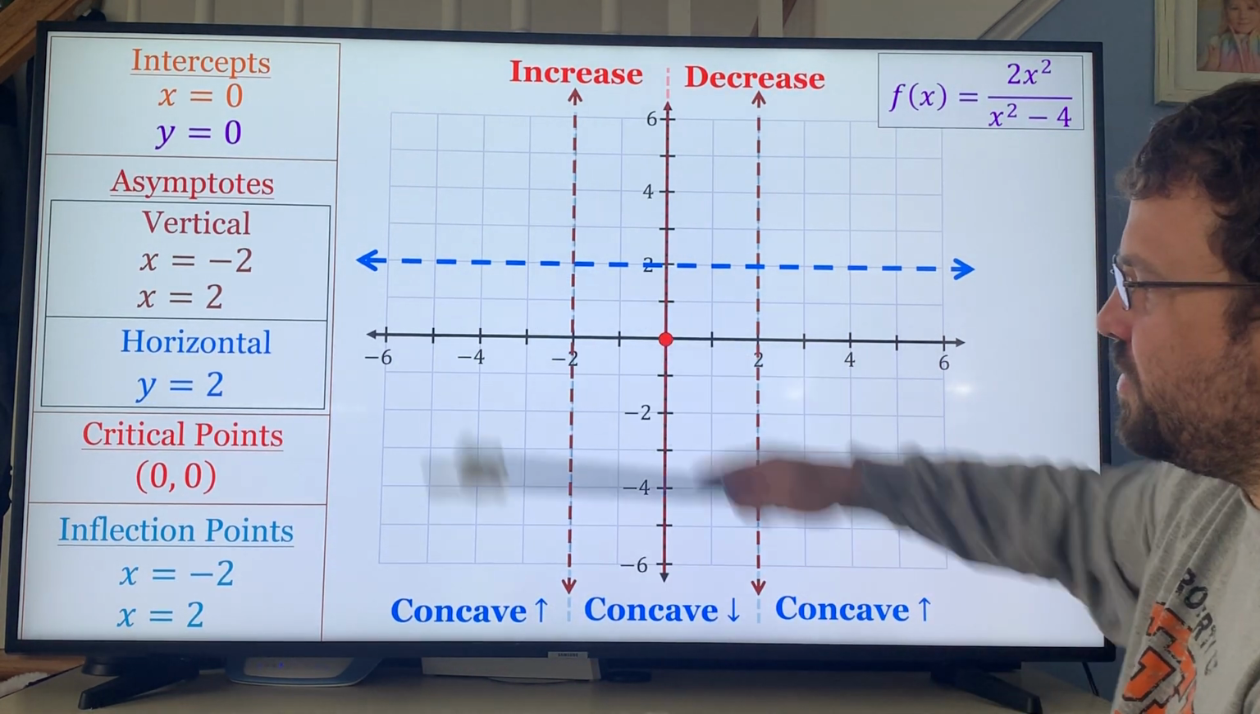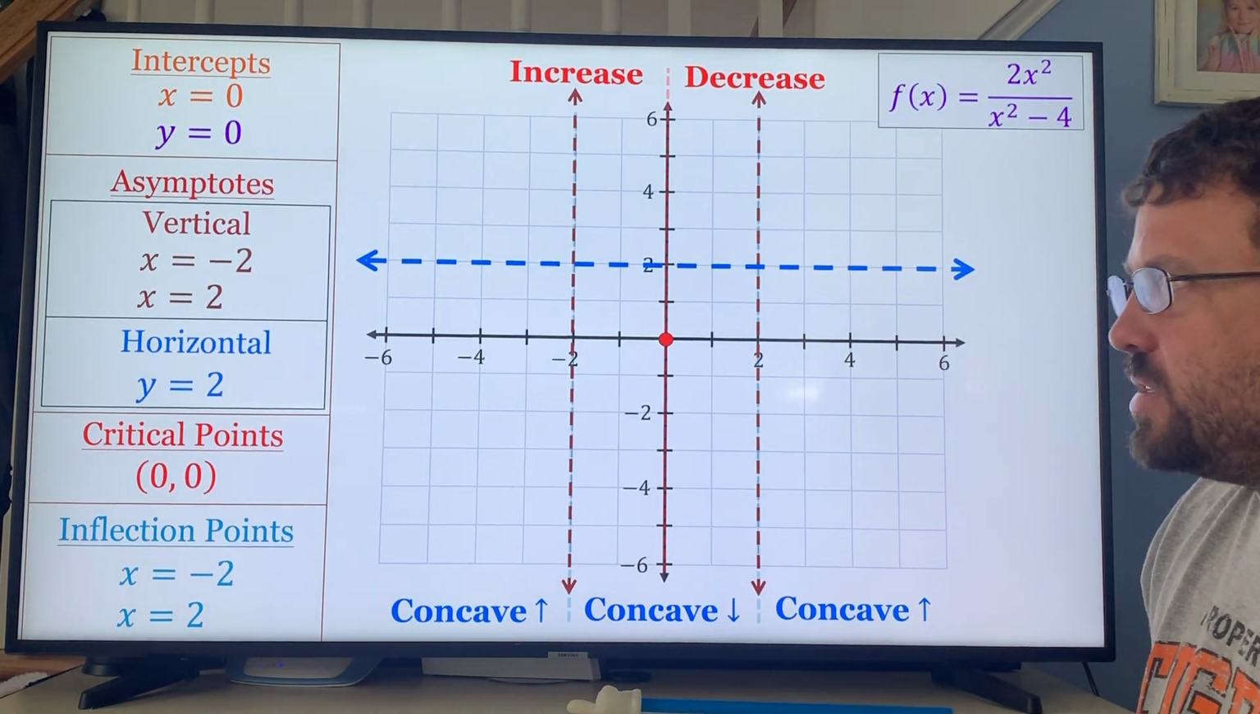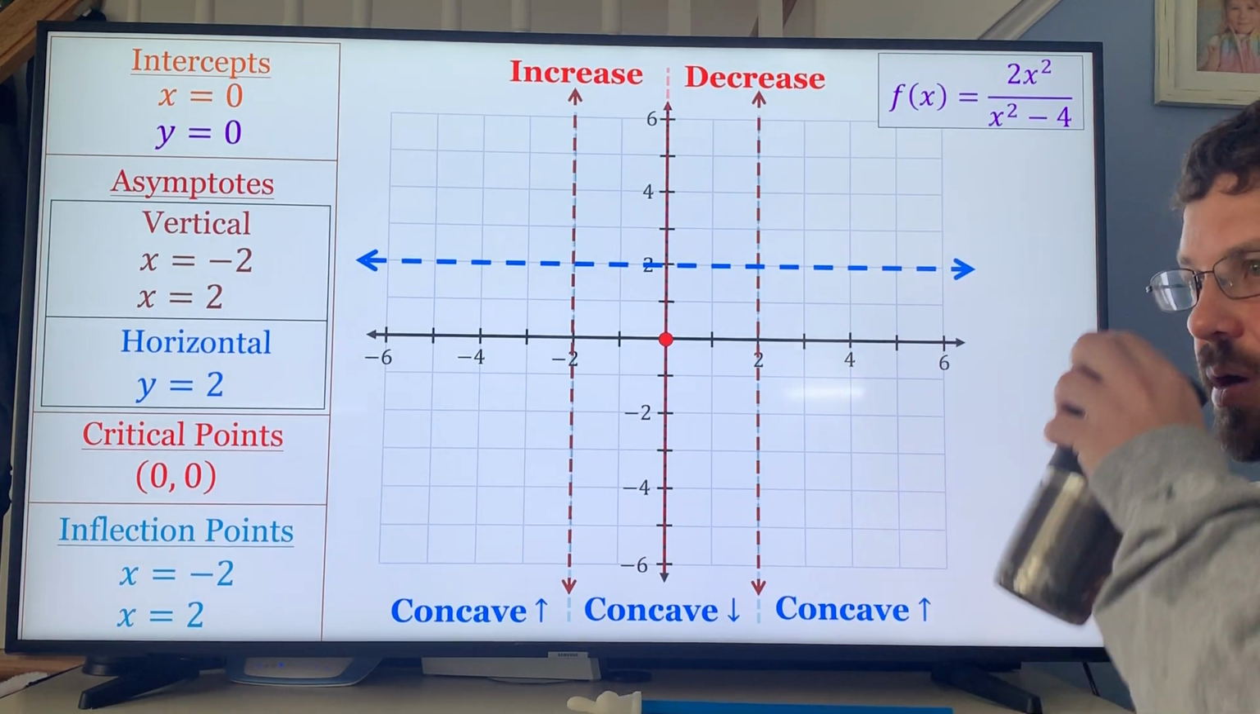Try to graph this. Use this information and see if you can graph it. I'll give you a second, because I know you guys aren't pausing. You're just going to copy.